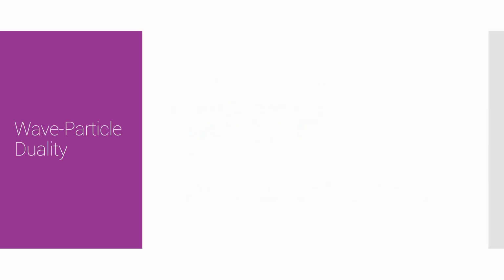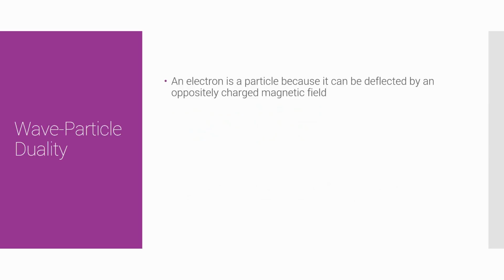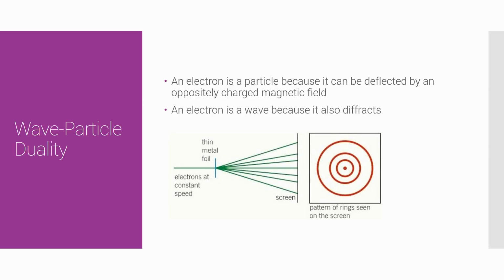We can also prove electrons have dual nature. Yeah, I bet you didn't know electrons were waves as well. Never thought you'd come across that term in your entire life. On one hand, it's a particle, obviously, because it can be deflected by an oppositely charged magnetic field, which shows that it has charge. You know, waves can't have charge. But we also know it's a wave because electrons can diffract too, as you can see here.